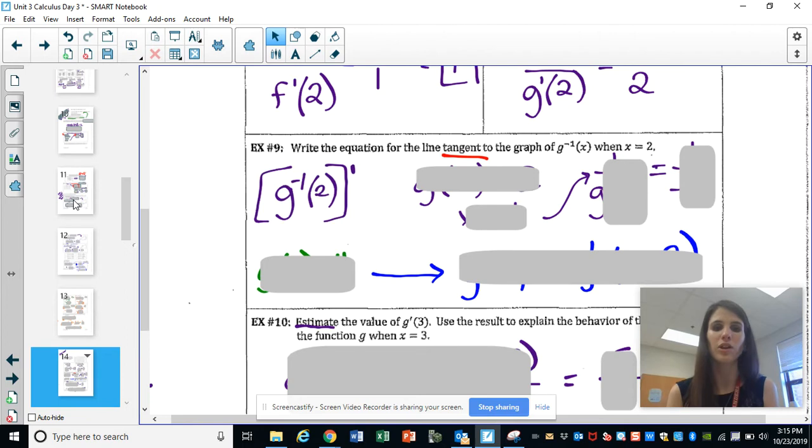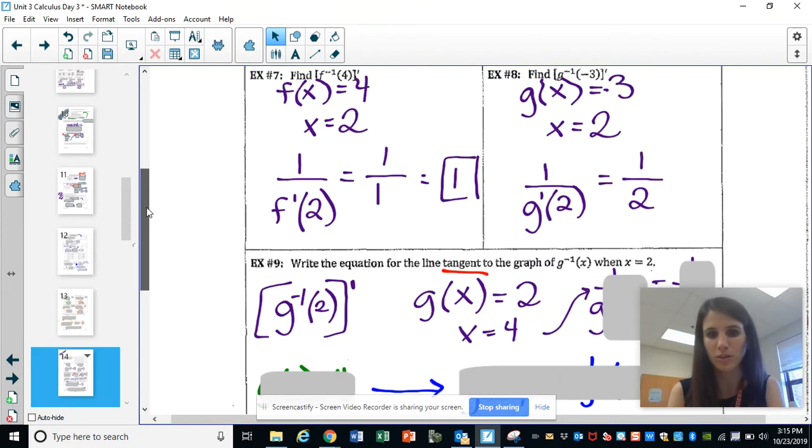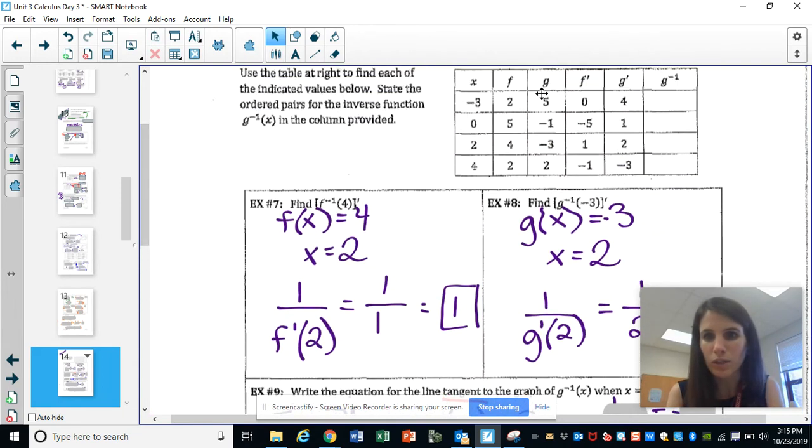So really, what we're looking for is this. G inverse of 2, what is the derivative there? All right, so what's our first step? We set g of x equal to 2. First step. When is g of x equal to 2? Well, that would be when x is equal to 4. How did I find that? Oh, we got to use our table. G of x is equal to 2 when x is 4. There we go.